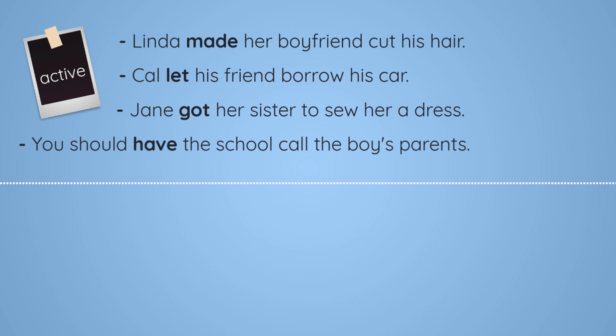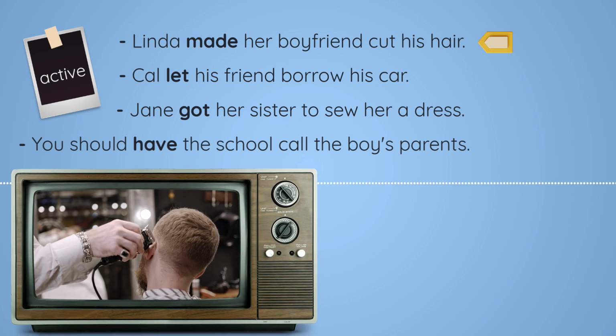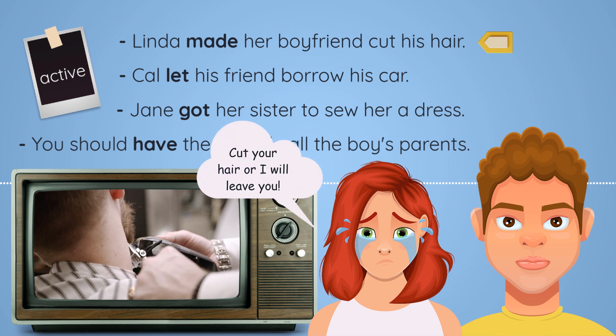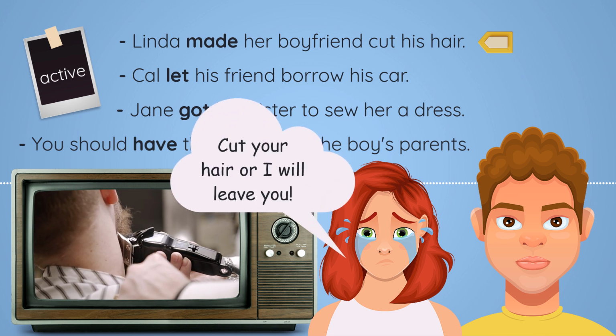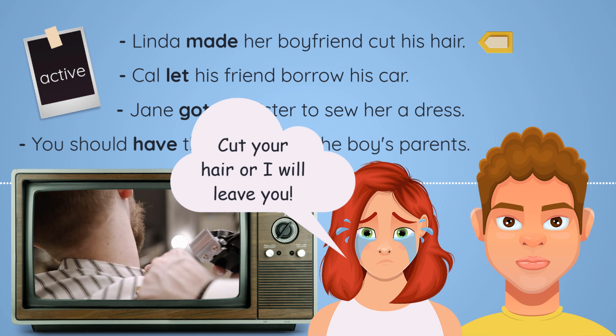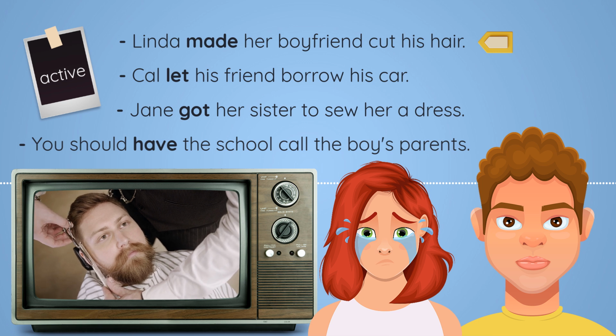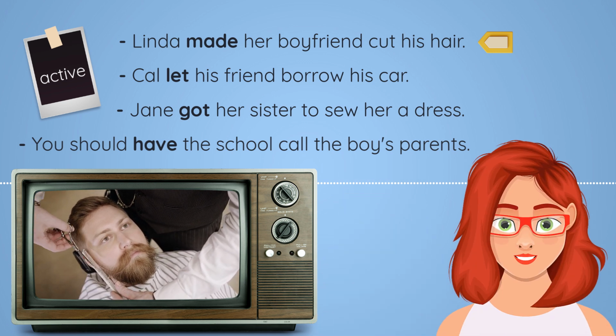So here we are. We have a few more examples to show you. Let's look at the active sentences first. Linda made her boyfriend cut his hair. Her boyfriend had long hair. She didn't like it. She said, "Cut your hair or I will leave you." So he was like, "Okay, fine, I'll go get it cut." So he went to the barber, cut it, everybody's happy.